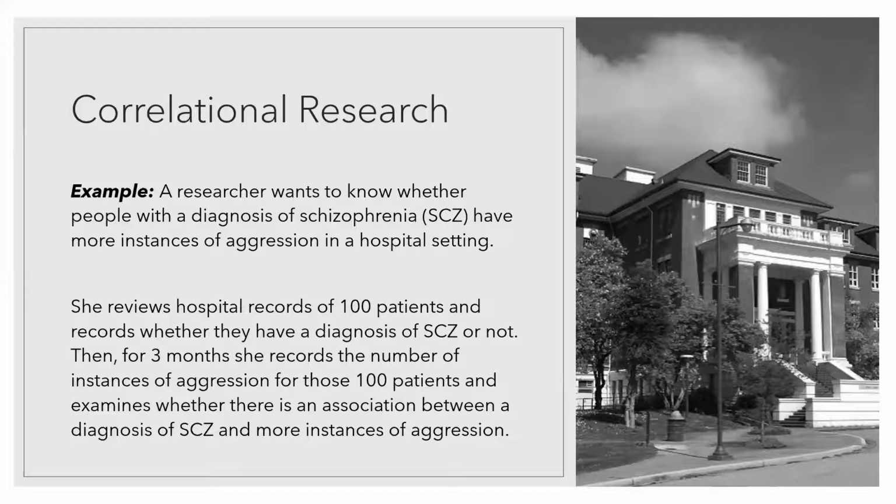Here's an example of a correlational research study. A researcher wants to know whether people with a diagnosis of schizophrenia have more instances of aggression in a hospital setting. So she reviews hospital records of 100 patients and records whether they have a diagnosis of schizophrenia or not. Then, for 3 months, she records the number of instances of aggression for those 100 patients and examines whether there is an association between a diagnosis of schizophrenia and more instances of aggression through statistical analyses.